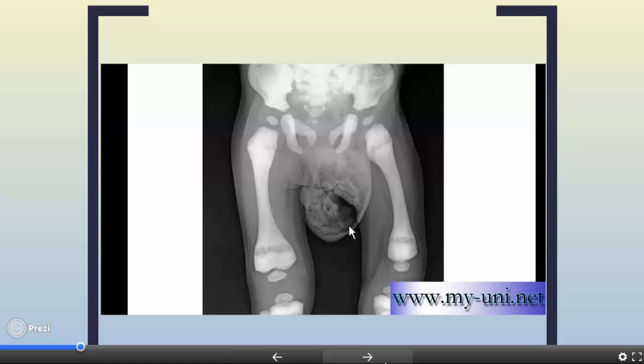So the black density, of course, is air, and it is surrounding the fecal material.